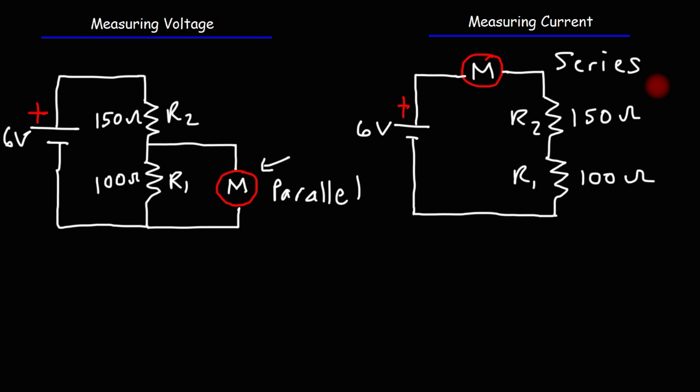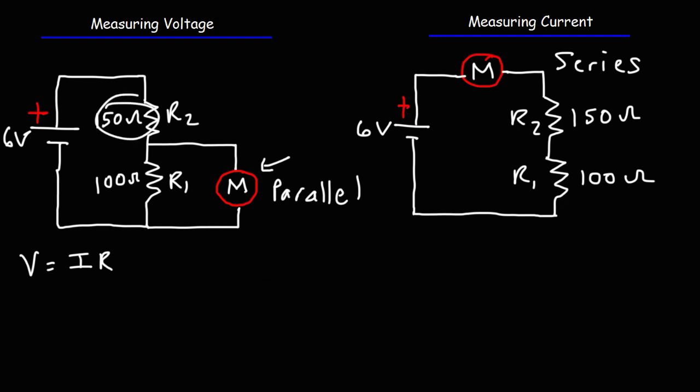Now, here's a math question for you. What do you think will be the voltage that the meter will read across R1? How do you find the answer? Well, we need to use something called Ohm's law. Voltage is equal to current times resistance.